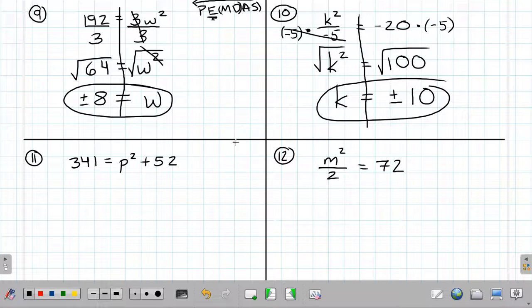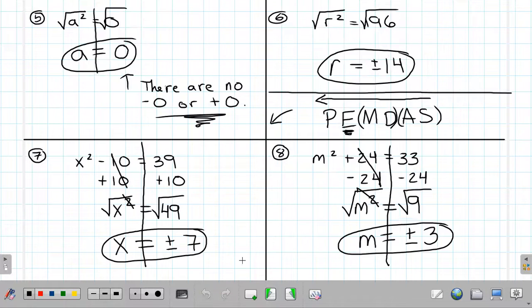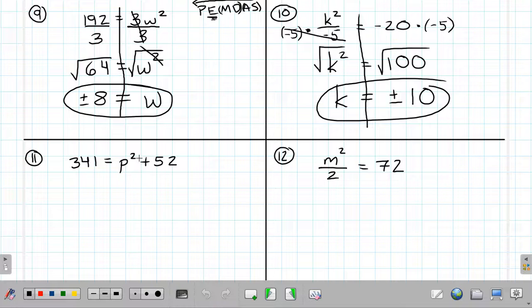Number 11, same kind of thing. P squared plus 52. This one's going to work almost exactly like number 8. We're adding 52 to p squared. So once again, exponent, do p squared, and then we would add 52. Working backwards, that means we need to do the opposite of addition. So we need to subtract 52, then take the square root, in that order.